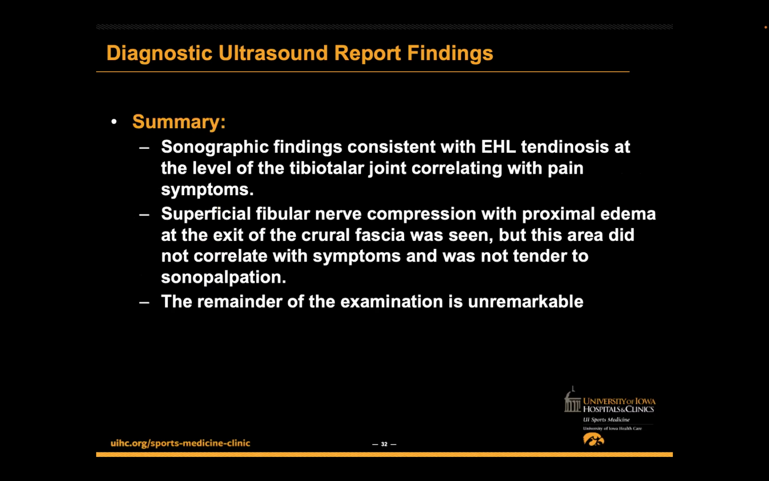And then finishing up with the summary, we see sonographic findings consistent with EHL tendinosis at the level of the tibio-talar joint, correlating with pain symptoms. And I think it is important to note here also that superficial fibular nerve compression with proximal edema at the exit of the crural fascia was seen, but this area did not correlate with symptoms and was not tender to sonopalpation. And the remainder of the exam was unremarkable.